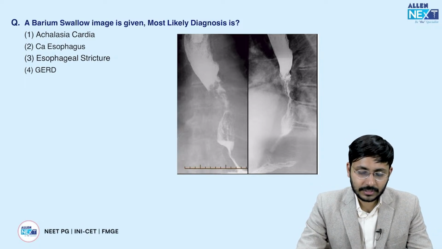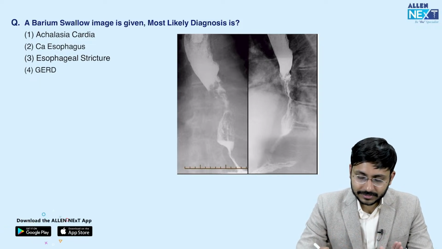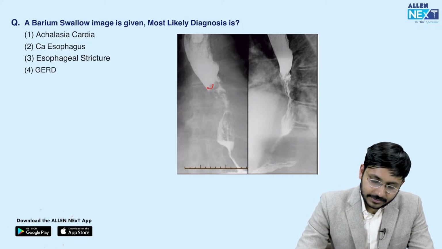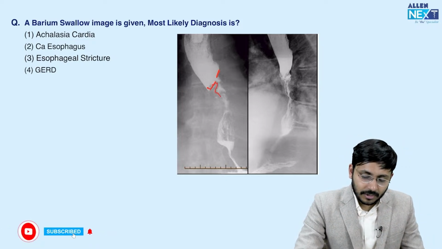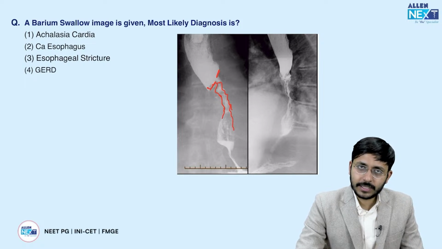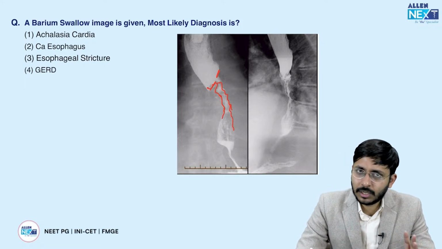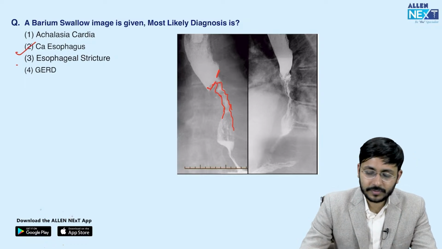A barium swallow image is given. What is the most likely diagnosis? Okay, I think a lot of you will mark this correct. That yes, you see this abnormal shouldering, sudden cutoff, and this irregularity within the lumen. Okay, so this looks like a malignant growth in the lower end of the esophagus. So the answer here is CA esophagus.